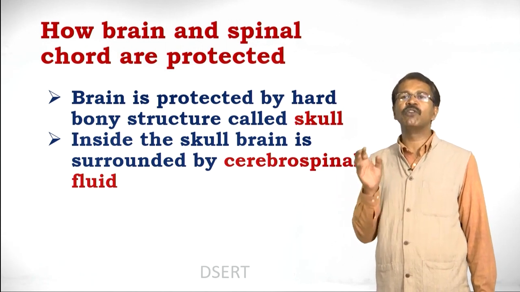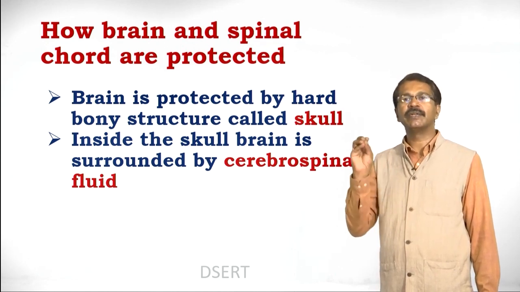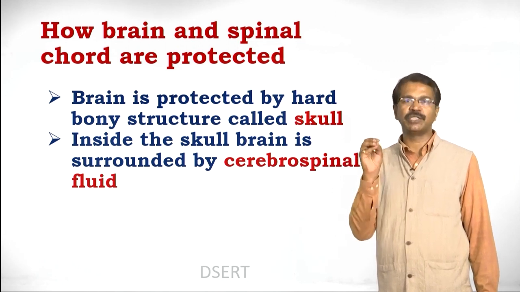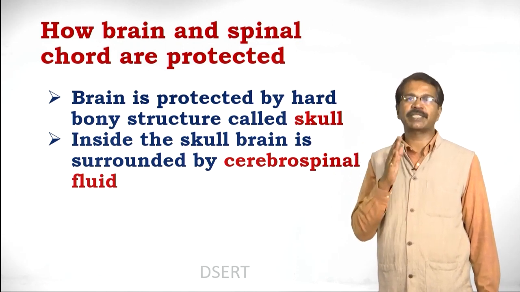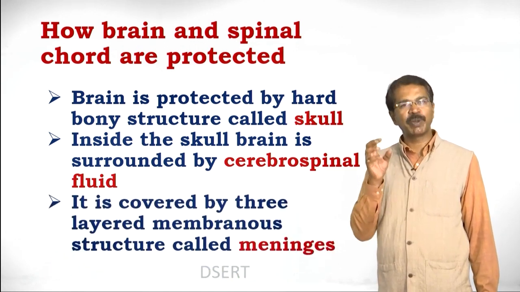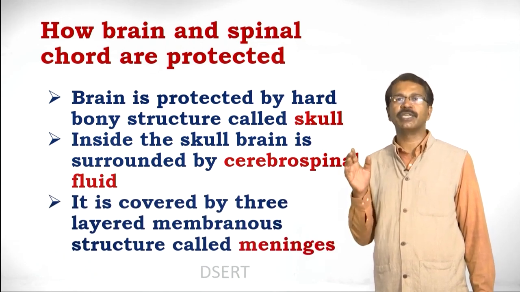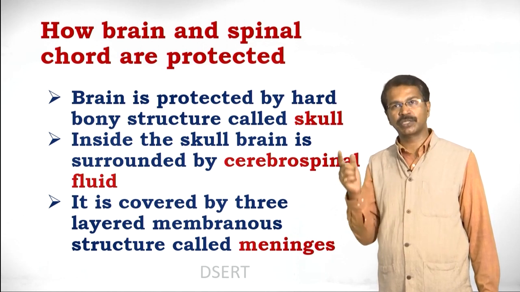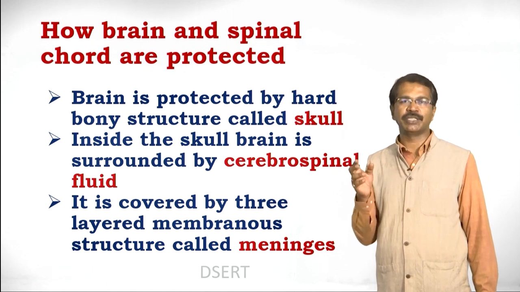The cerebrospinal fluid nourishes the brain cells. It provides nourishment to the brain cells, and also it protects the brain from infectious germs. If germs attack the brain, the cerebrospinal fluid protects the brain from them. Apart from that, the brain is also protected by a three-layered membrane structure called the meninges. Thus, the brain has strong protection: the hard bony skull, the cerebrospinal fluid, and even the three-layered meninges.